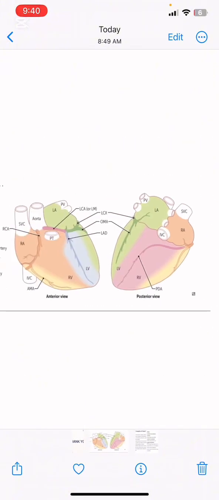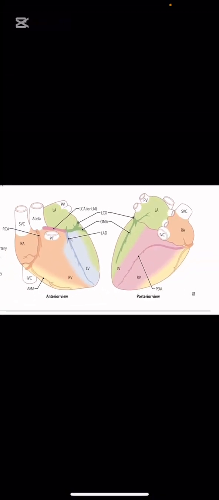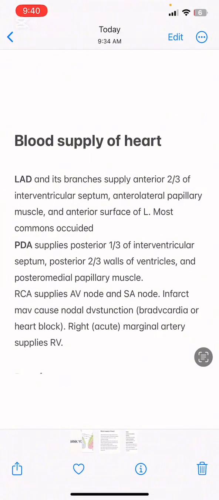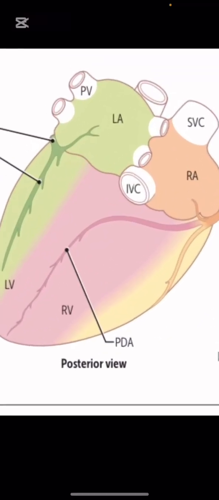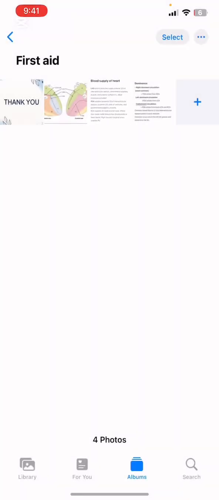As you can see, this is LAD. It is supplying the 2/3 of the interventricular septum, anterolateral papillary muscle, and anterior surface of the left ventricle. Then is the posterior descending artery. It supplies the posterior 1/3 of the interventricular septum, posterior 2/3 of the ventricle, and posteromedial papillary muscle. This is PDA, and it is on the posterior surface of the heart. It supplies the 1/3 of the interventricular septum and the posterior surface of the ventricle.